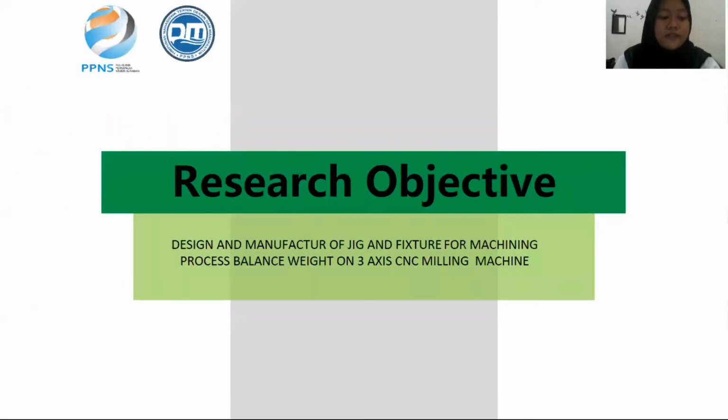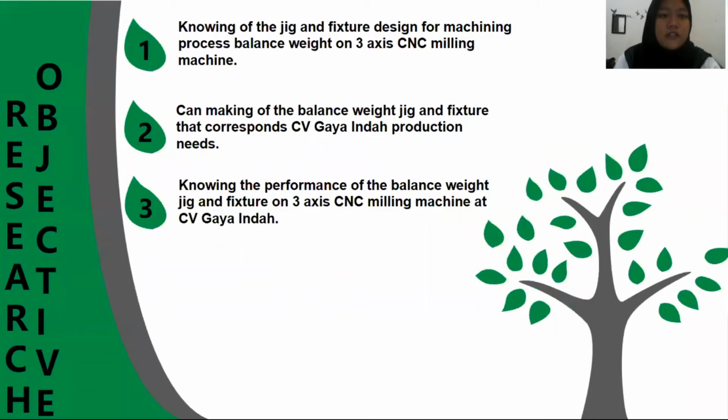Research objective. The objectives to be achieved in this final project include: 1. Knowing the jig and fixture design for machining process balance wheel on 3-axis CNC milling machine. 2. Making the balance wheel jig and fixture that correspond to CV Gaya Indah production need. 3. Knowing the performance of the balance wheel jig and fixture on 3-axis CNC milling machine at CV Gaya Indah.